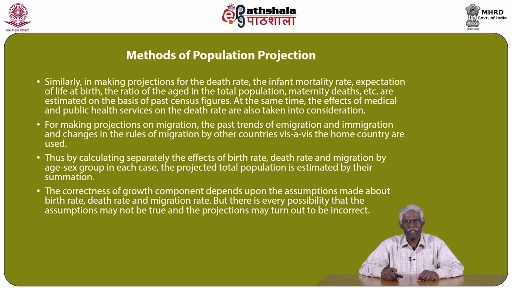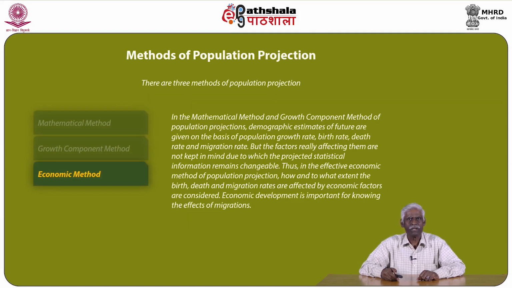Thus, by calculating separately the effects of birth rate, death rate and migration by age and sex groups in each case, the projected total population is estimated by their summation. The correctness of the growth component depends upon the assumptions made about birth rate, death rate and migration rate. But there is every possibility that the assumptions may not be true and the projections may turn out to be incorrect.